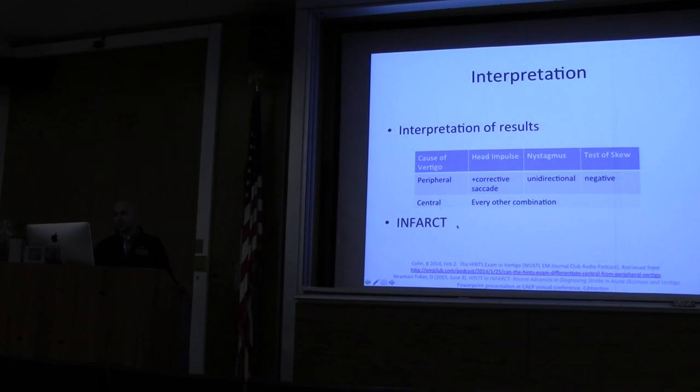And then this was a mnemonic that one of Newman-Toker's papers had, INFARCT, and that stands for Impulse Normal, Fast phase Alternating, or Refixation on Cover Test. So if you see any of those things, that should raise suspicion for a central etiology for the patient's vertigo.